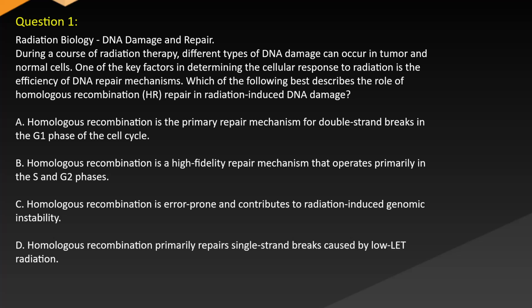A. Homologous recombination is the primary repair mechanism for double-strand breaks in the G1 phase of the cell cycle. B. Homologous recombination is a high-fidelity repair mechanism that operates primarily in the S and G2 phases. C. Homologous recombination is error-prone and contributes to radiation-induced genomic instability. D. Homologous recombination primarily repairs single-strand breaks caused by low-LET radiation.